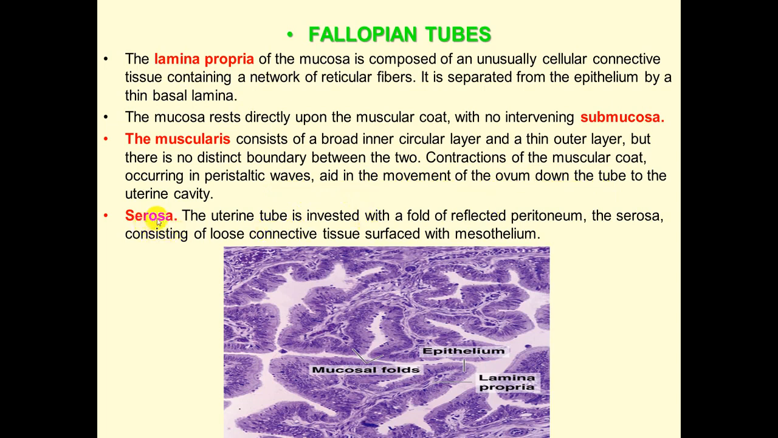And the outer surface of the uterine tube is covered by the peritoneum. That's why the tunica serosa appears: loose connective tissue which is covered by the mesothelium, by the peritoneum.